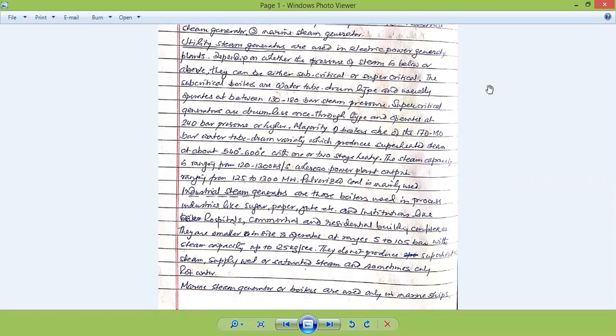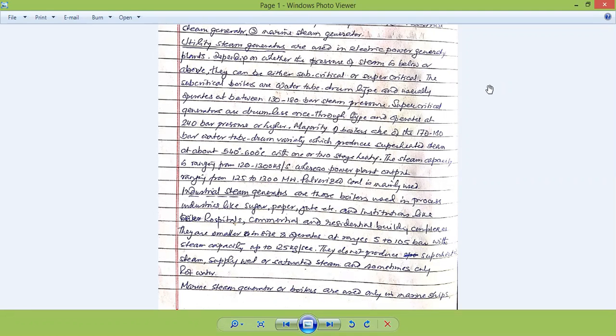Now, they operate at 240 bar pressure. Generally it is the drumless, once-through type supercritical boiler. Drumless means there is no drum. Once-through means the water is converted to steam in a single pass, operated at 240 bar pressure or higher. The supercritical boilers we use operate at 240 bar pressure or so.